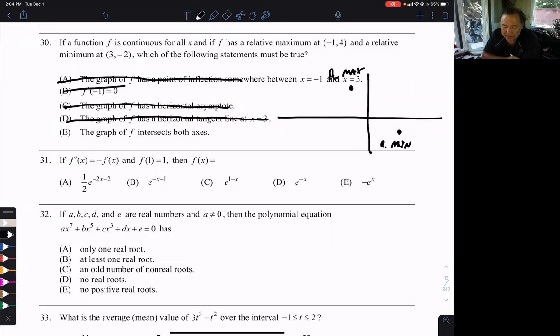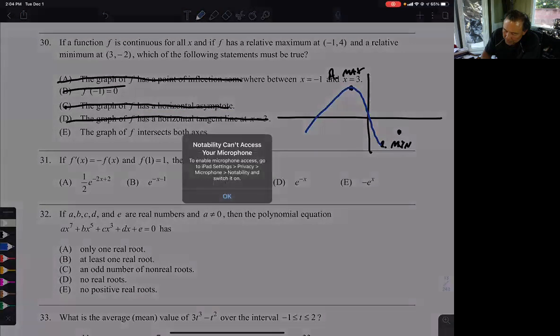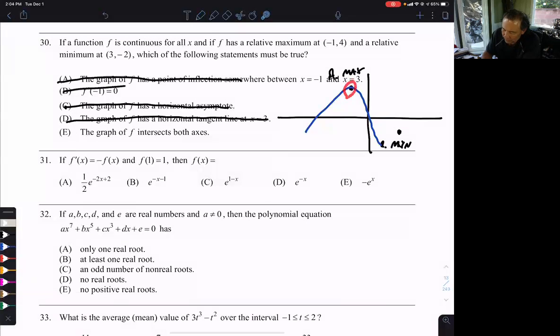The graph intersects both axes. This is the answer. Watch. In order for me to connect these, to go from here to here, I have to cross this axis and that axis at some point. It must cross both axes. So E is the answer. The graph intersects both axes.